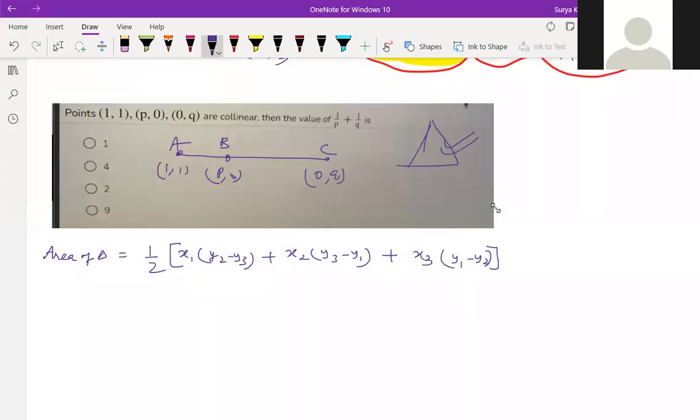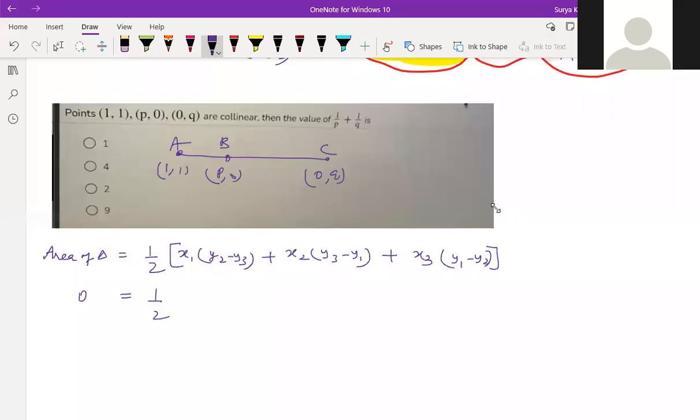If it is having area, this value will come something. If all the points are collinear, it means the area of the triangle is equal to what? 0, correct? Yes, sir. So if you put the value here, this should come 0. If they've given the area of the triangle 0, you put and solve here.